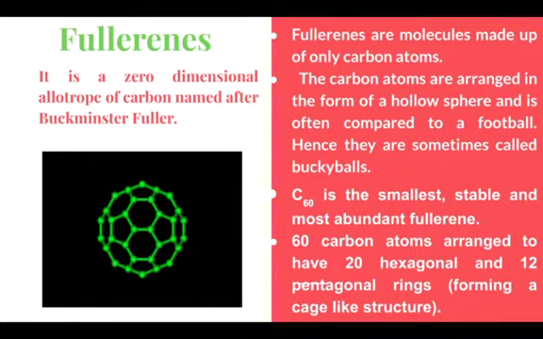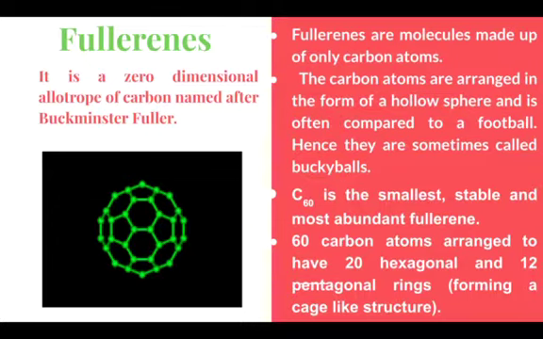Now, first we'll see nanoscale material, that is fullerene. Fullerene is a zero-dimensional allotrope of carbon named after Buckminster Fuller. What do you mean by an allotrope? Allotrope means existence of an element in two or more different forms. That is known as allotropy, and the major allotropes of carbon are diamond and graphite. So fullerene is a zero-dimensional allotrope of carbon.